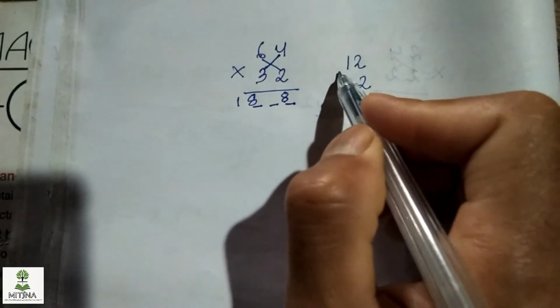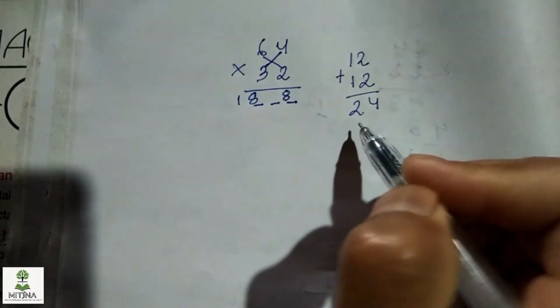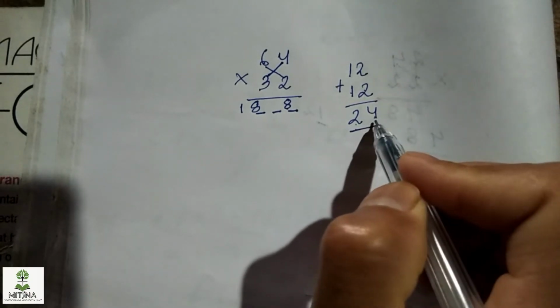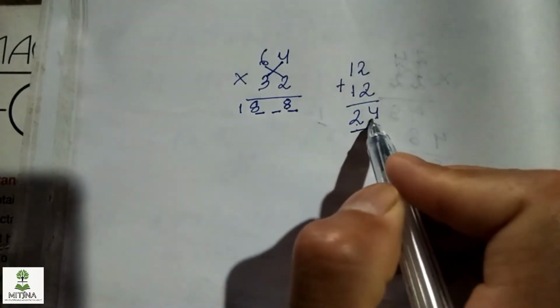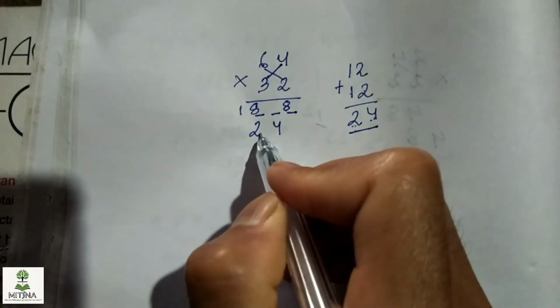We will add these two numbers, 12 and 12, which gives 24. So these two numbers, 2 and 4, will be coming here, 4 and 2 here.